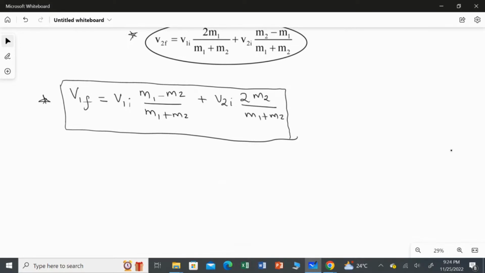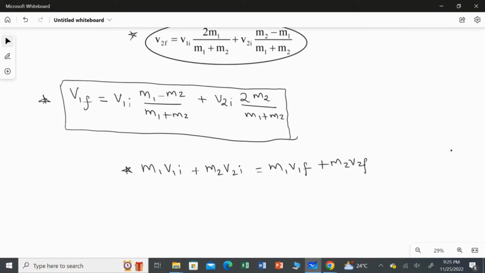The law of conservation of linear momentum says m1 v1 initial plus m2 v2 initial is equal to m1 v1 final plus m2 v2 final. We are going to take this equation as the main equation, and after that I am going to substitute the value of v1 final here. First I'm going to rearrange this equation, and after that I'm going to substitute.